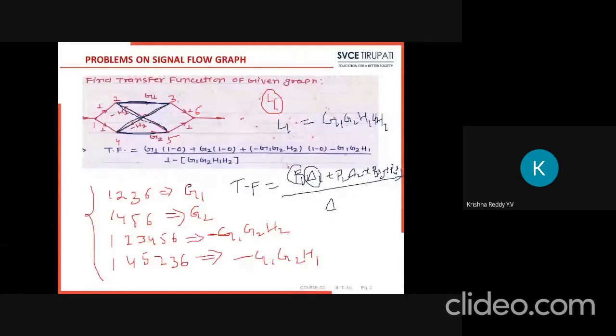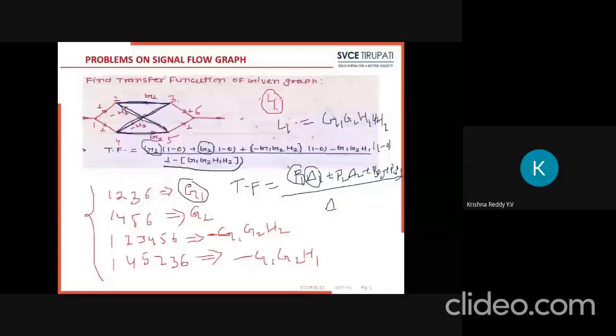Similarly, for the second path G2, for the block G2 also, it touches the loop. That's why its value is also 1. Similarly, P3, delta 3 value is also 1 minus 0. For P4 also, we are having only one loop. It touches the fourth forward path. Again, it is 1 minus 0.